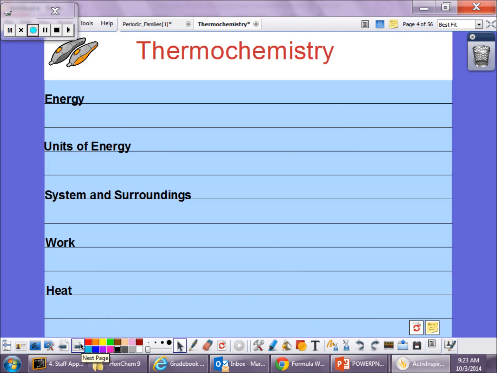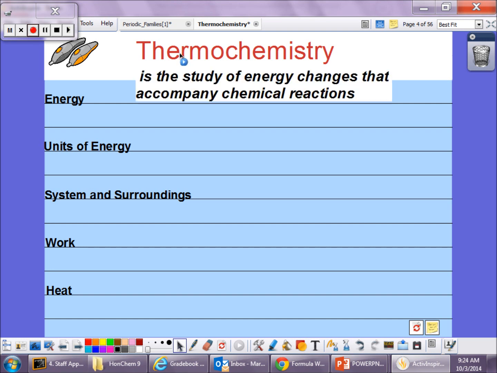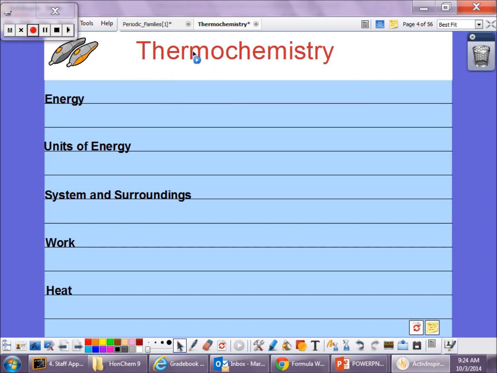Now, before we even start getting into any math, why don't we define some terms? We have thermochemistry. Thermo, it is heat chemistry. So it is the study of energy changes that accompany chemical reactions. Thermo, heat, and chemistry, the chemical reaction. What is energy? Energy is the capacity to do work or transfer heat.